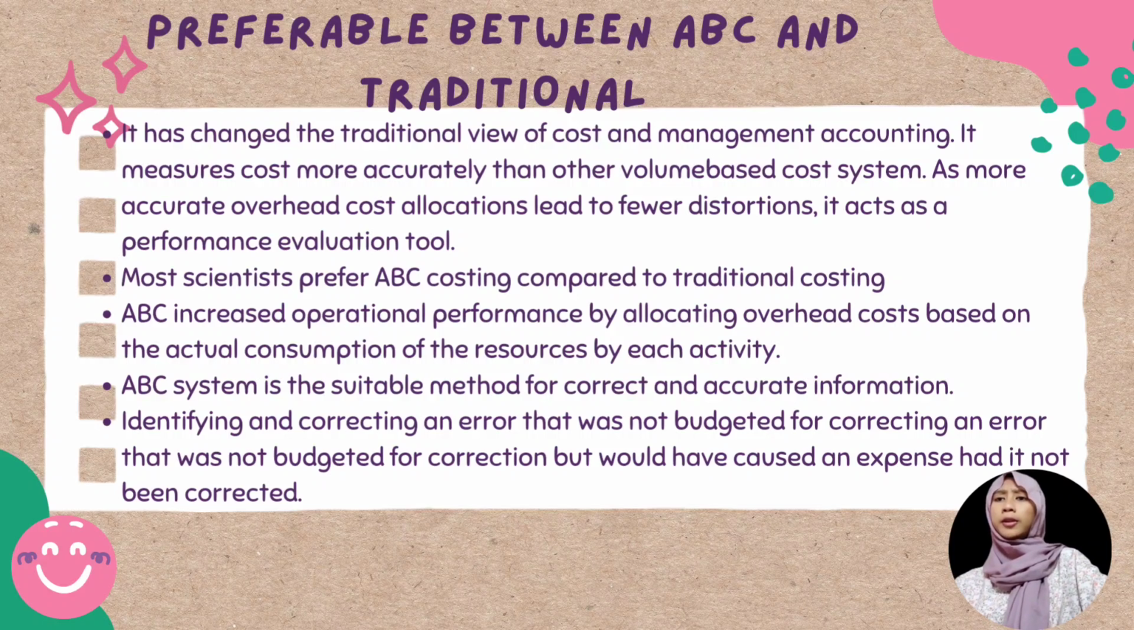Most scientists prefer ABC costing compared to traditional costing. ABC increases operational performance by allocating overhead costs based on the actual consumption of the resources by each activity. The ABC system is the suitable method for correct and accurate information, identifying and correcting an error that was not budgeted for correction but would have caused an expense had it not been corrected.